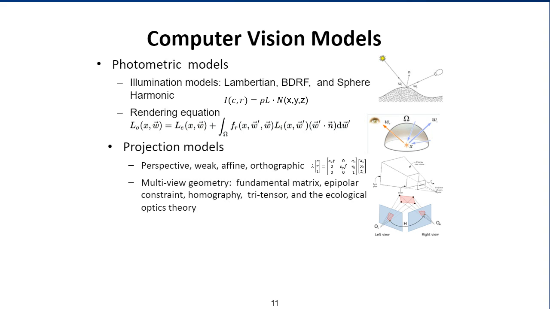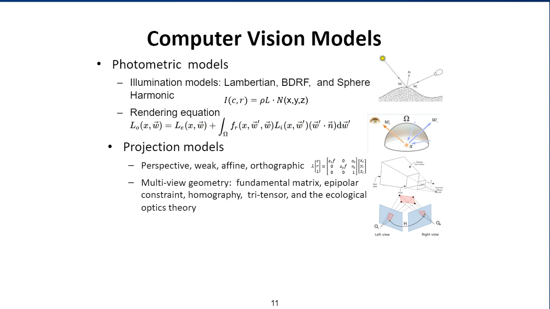We may also have a multi-view projection model. The multi-view projection model relates the images from different views. For example, we may have two views here, right? If we have two views, then we have the fundamental equation, epipolar constraints, and homography. These models relate the corresponding points on two different views. But if we have three views, then we can use the trifocal tensor. The trifocal tensor can relate the corresponding points from three different views. And if we have even more views, we can use the latest geometrical optical theories that relate the corresponding points from multiple views. So these are the theories about projection models.